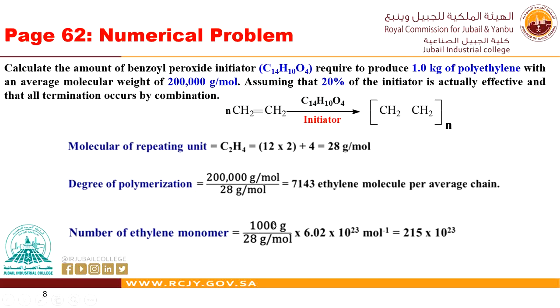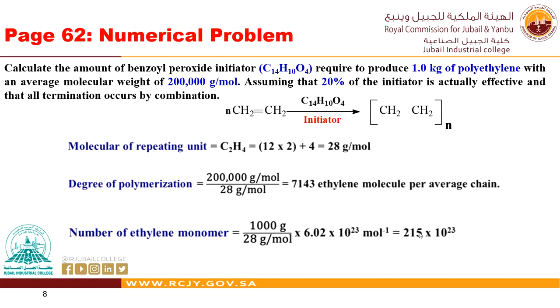So mole is mass over the molar mass. The mass is the mass that is given here. We change it to grams, divide by 28, which is the molar mass of ethylene, and multiply by this, so we have this number of ethylene units. If we have this number of ethylene units, from here we can calculate the number of chains.